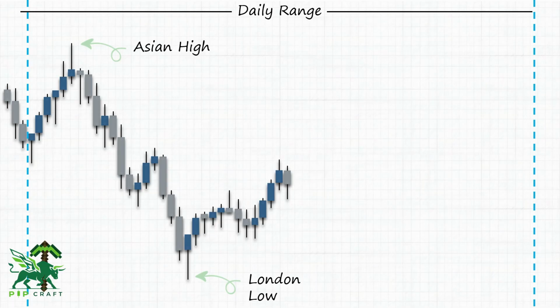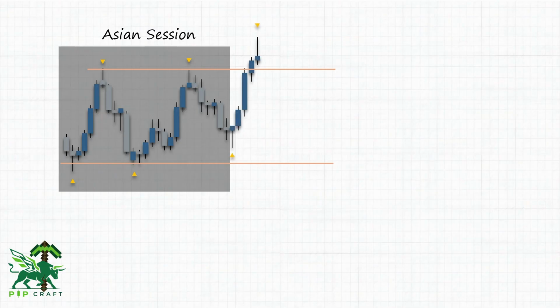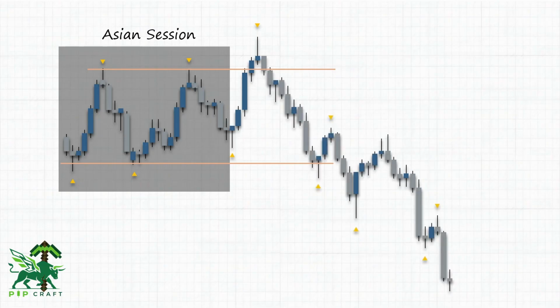Here is a common trading scenario. In the Asian session, price usually moves in a small range, creating clear boundaries. Liquidity builds just above and below those levels. When the London session opens, price often breaks above the Asian high or below the Asian low to grab that liquidity. After the sweep, the market usually reverses and makes its bigger move for the day.